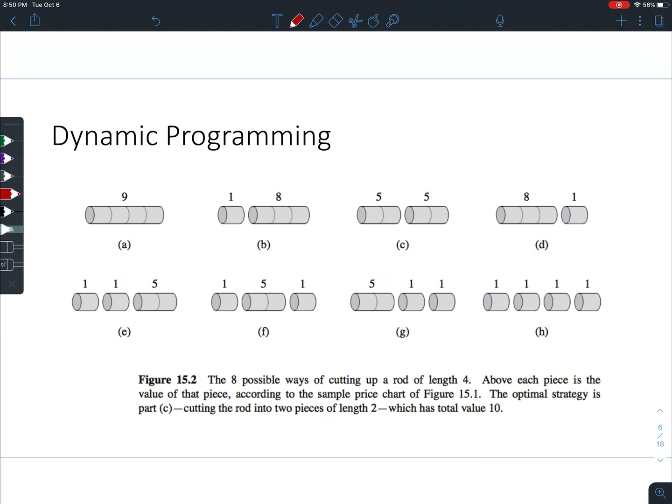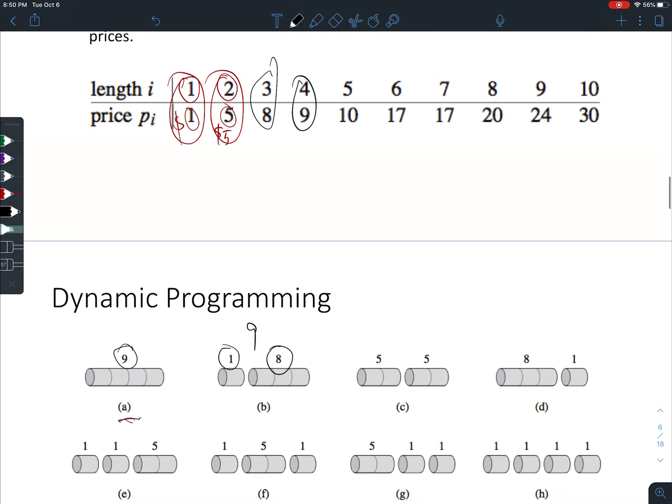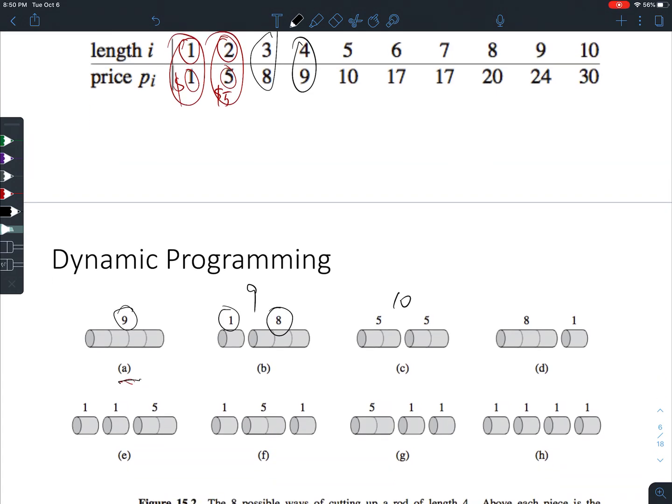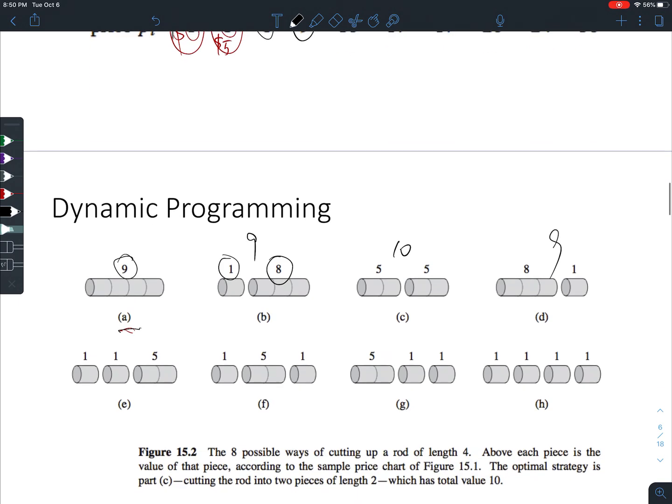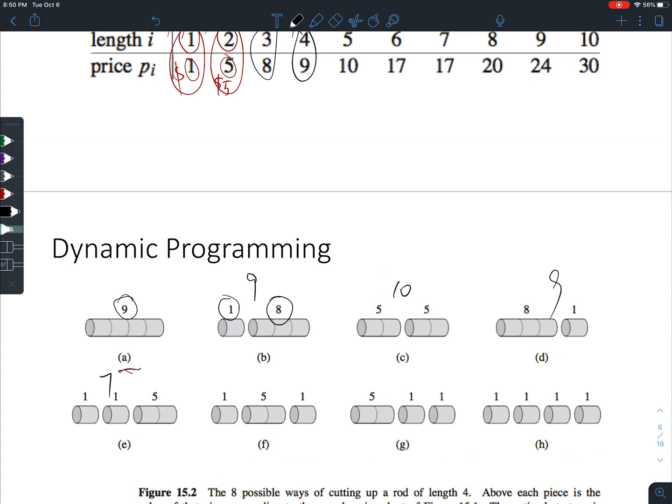The first option is right over here. We just sell it directly without any cut, and we will be able to make $9. If you cut it into 1 inch and 3 inches, we will be able to make $1 from the 1 inch and $8 from the 3 inch, so in total it gives us $9. If we cut it into 2 and 2, we'll make $10. If we cut it into 3 and 1, we'll make $9. If we cut it into 1 and 2, we'll make $7.